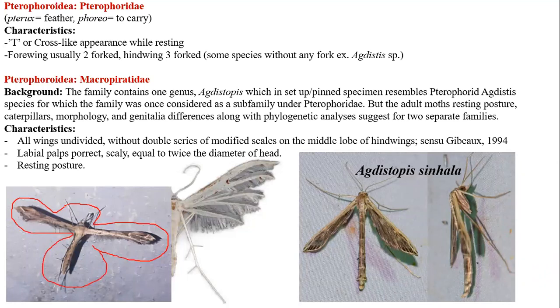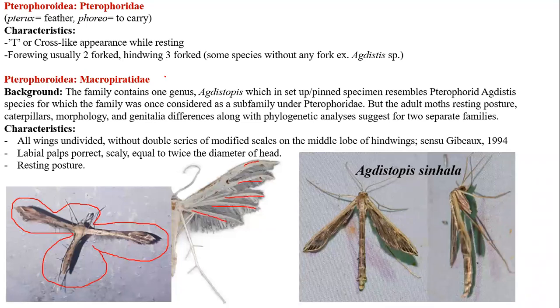Now, the most important feature is that the family name Pterophoridae means feather carrier. So what does it mean? It means whenever we observe their wings carefully, we see that their wings are actually feathery. You are seeing here that their forewings have 2 feathers, while their hind wings usually have 3 feathers. So because of these feathery wings, they are called Pterophoridae.